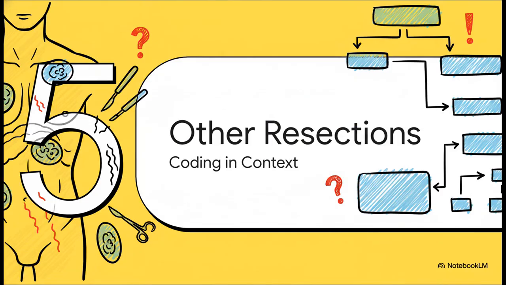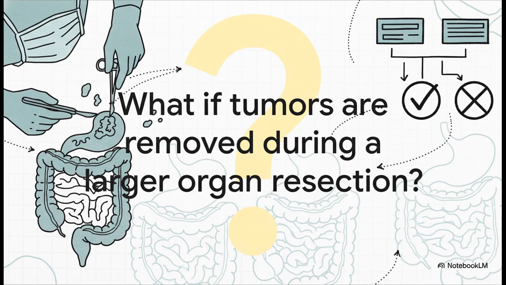Okay, now let's tackle a situation that trips up so many new coders. How do these excision codes play with other major procedures? What happens when a surgeon is removing tumors during a big organ resection? Let's get these rules crystal clear. This is such a classic scenario.